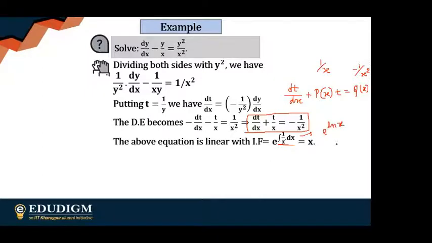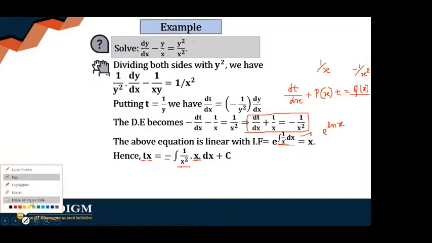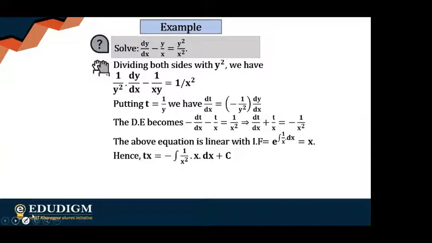All right, so I have the integrating factor. So what will be the solution? The solution will be t into the integrating factor equals, look at this, Qx. What is Qx? Qx was minus 1 by x square along with this integrating factor dx plus c. Now this is very simple integration.